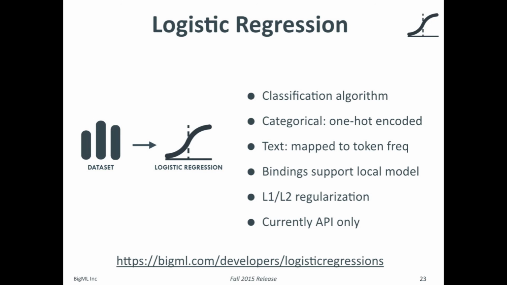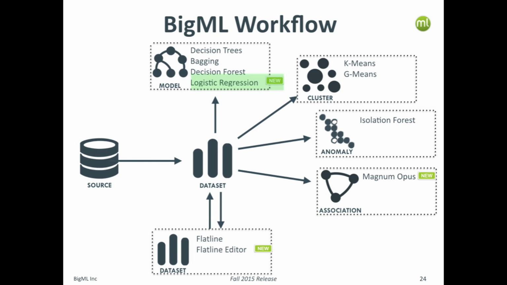And also, BigML supports both of the standard L1 and L2 regularizations. This is currently only available through the API, and the API documentation is in that link down at the bottom there. And where this fits in, of course, into our workflow is in the modeling. The only thing to note about logistic regression is that it's a classification algorithm. The trees are very nice about being classification and regression trees, but with logistic regression, you're just doing a classification problem there.